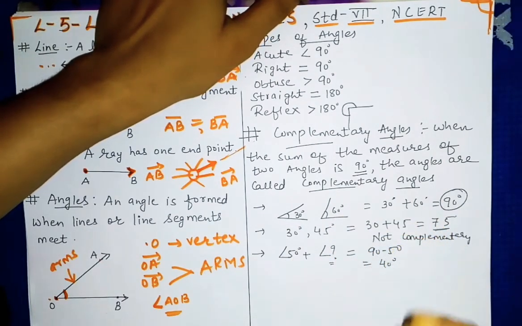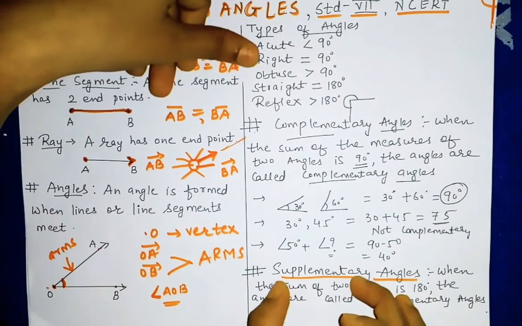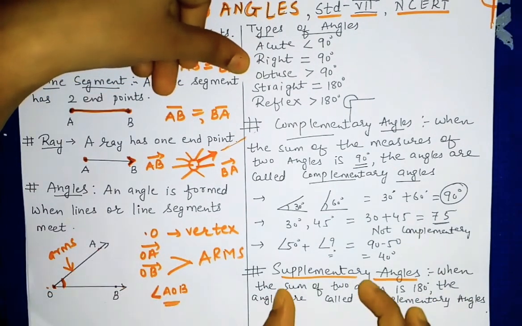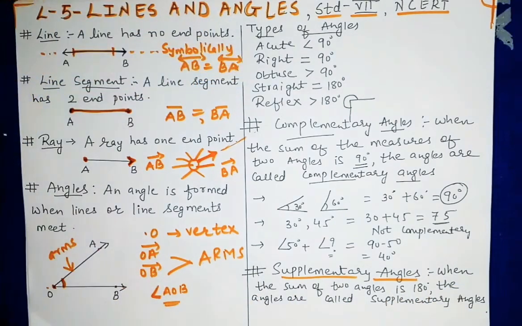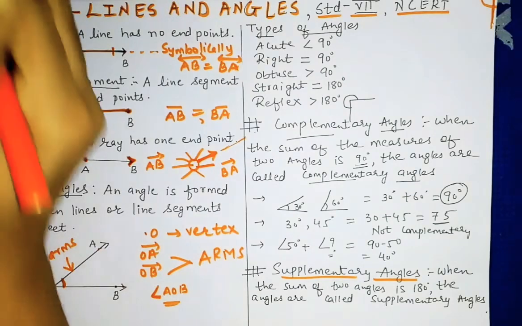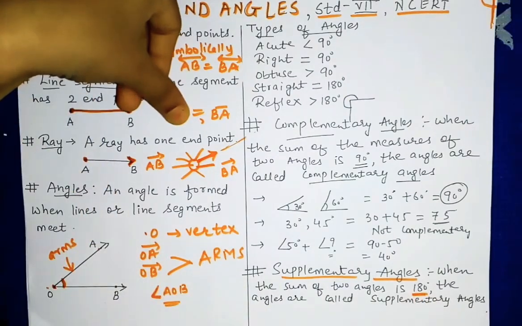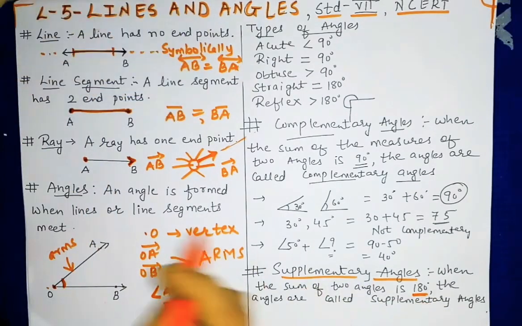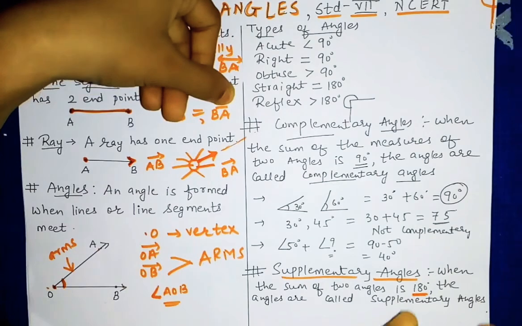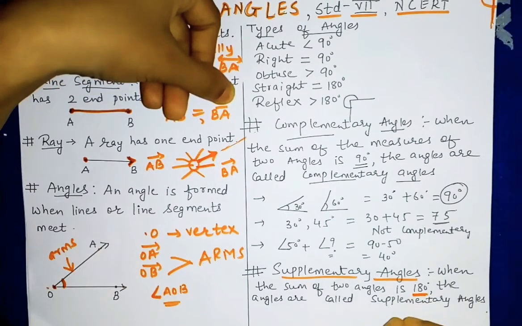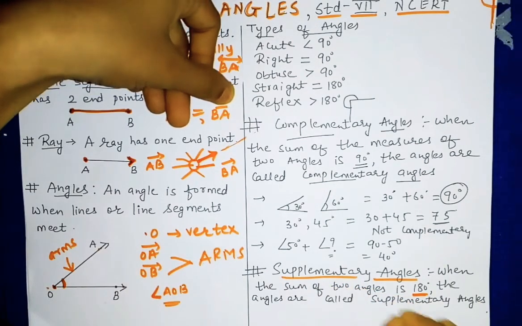Now the next definition is supplementary angles. So what are supplementary angles? When the sum of two angles is 180 degrees. When the total comes to 180 degrees, then such a pair of angles are called supplementary angles. How much should the total be? 180 degrees. If the total is 180 degrees, then such types of angles are called supplementary angles.